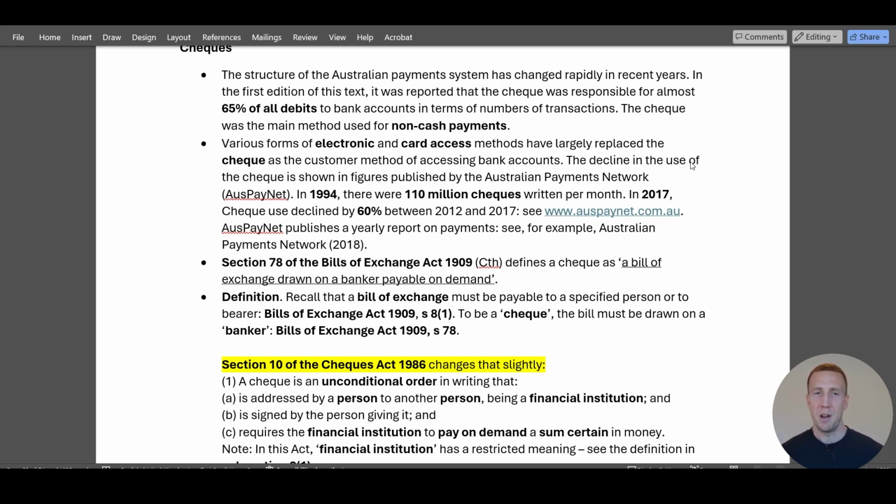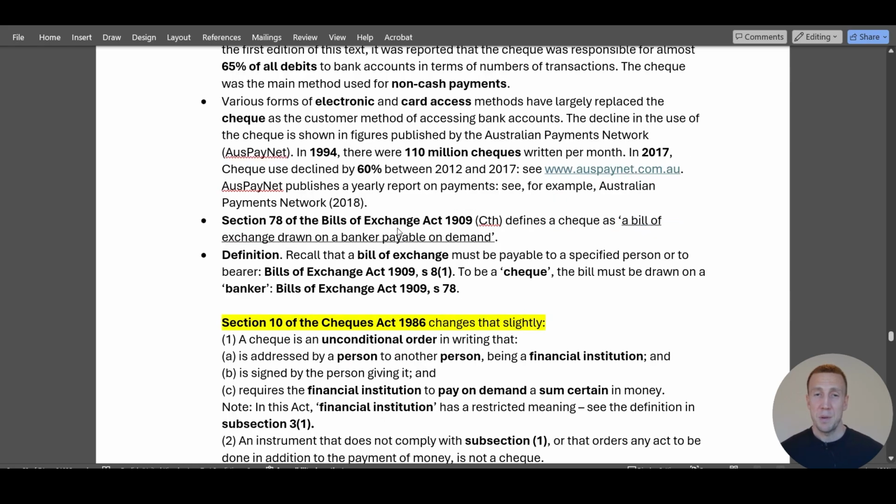The decline in the use of the check is shown in figures published by the Australian Payment Network, where in 1994, there were about 110 million checks written per month. As compared in 2017, check use has declined by 60%, between the years of 2012 and 2017. It's probably even more here when this is recorded in 2024.